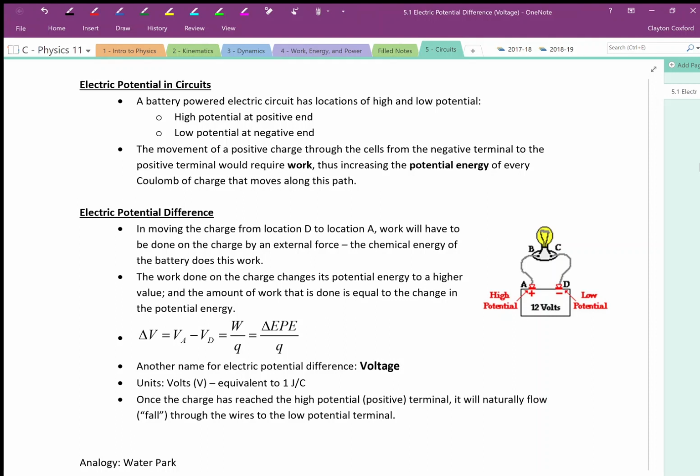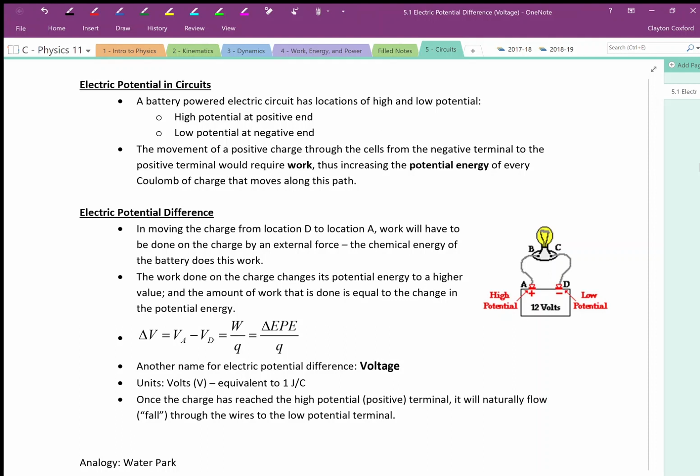So in the last video, we looked at electric potential, which we understood as the amount of electric potential energy at a certain location. It was only dependent on location. It did not depend on charge. It was the amount of electric potential energy per charge at a certain location.